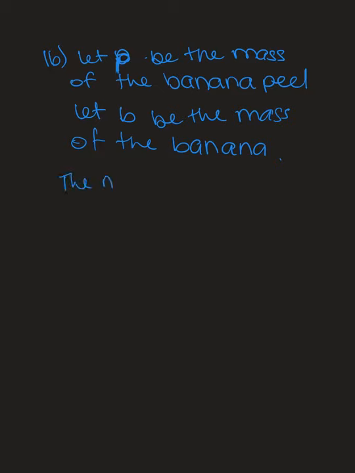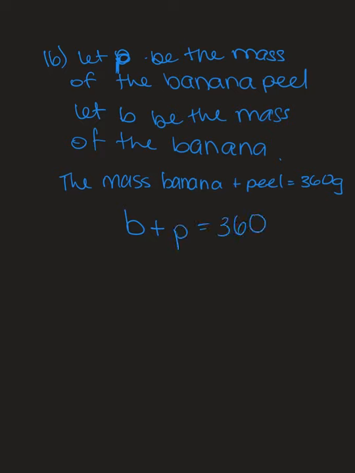So the mass of the banana plus peel equals 360 grams. Now let's put our letters into that instead of words. We said that the mass of the banana, well, that's really our letter B here. So this means that B plus the mass of my peel, which we said was P, equals 360 grams. So this is my equation 1, and you can throw those units in there too.